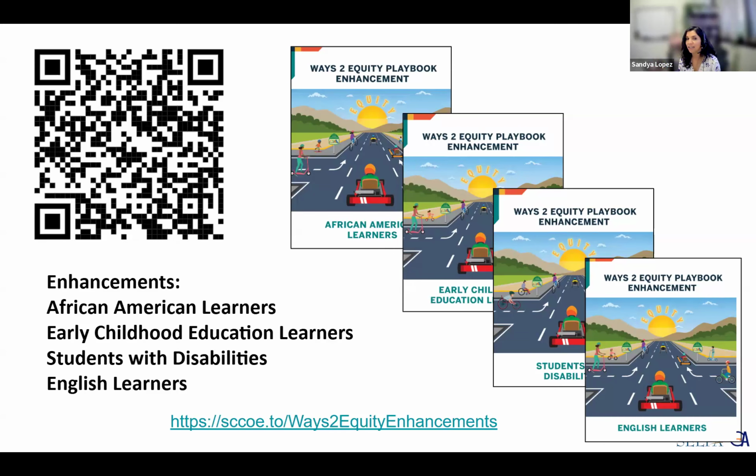And so we spent a couple of years designing enhancements to that playbook. And so these are the 4 enhancements that were developed for African American learners, early childhood education learners, students with disabilities, and English learners. Next slide.